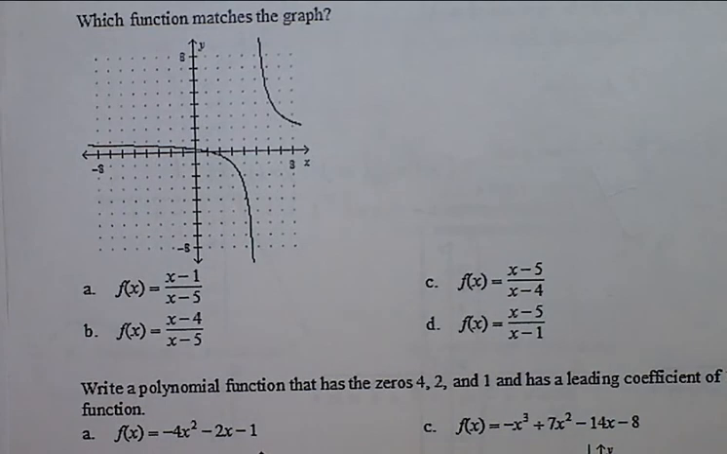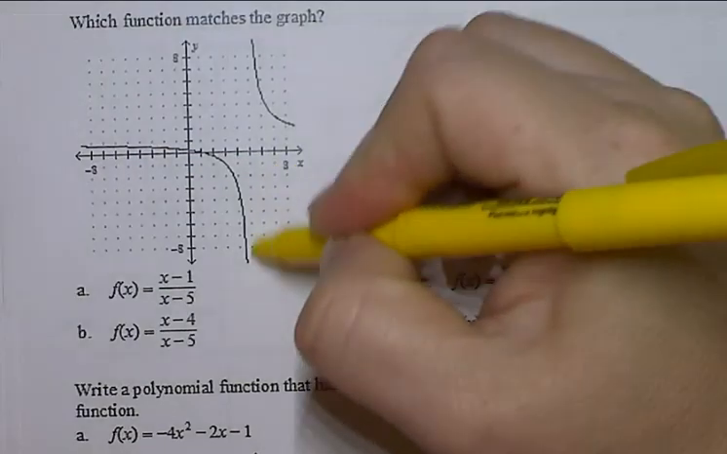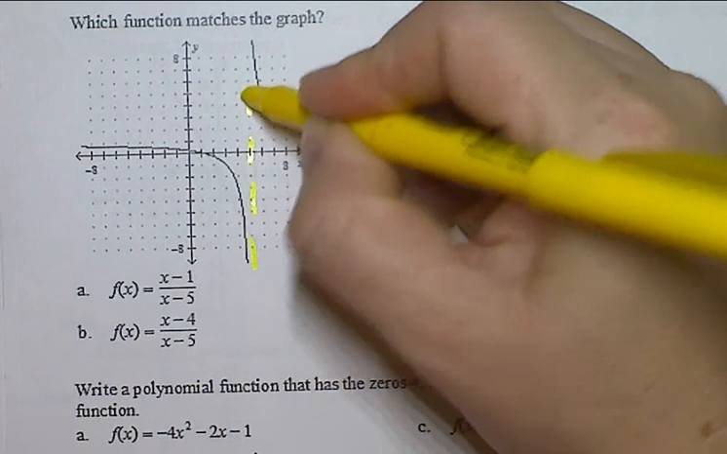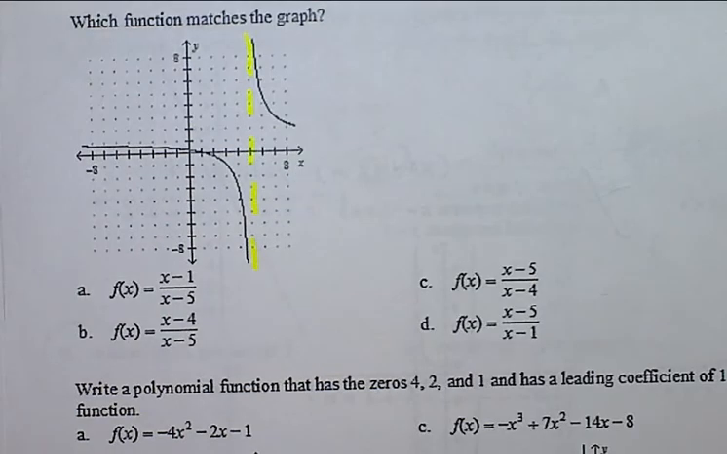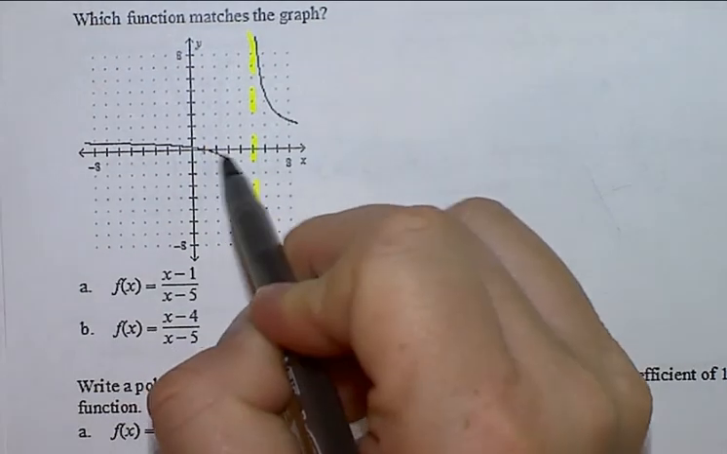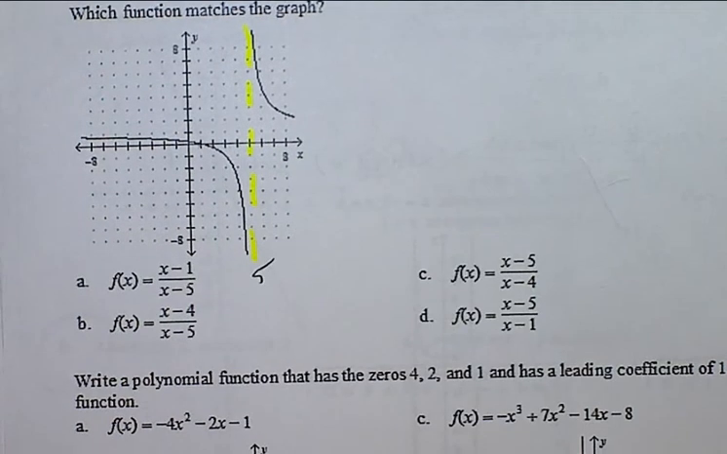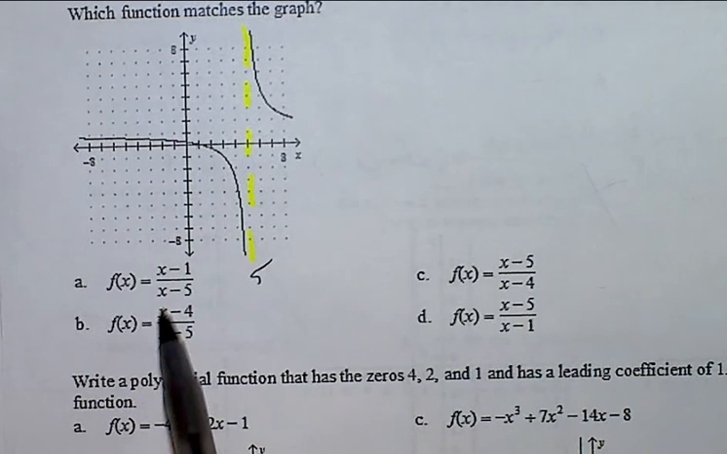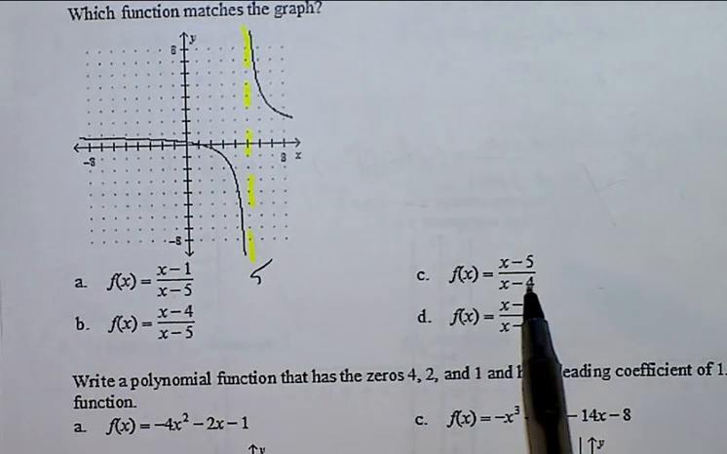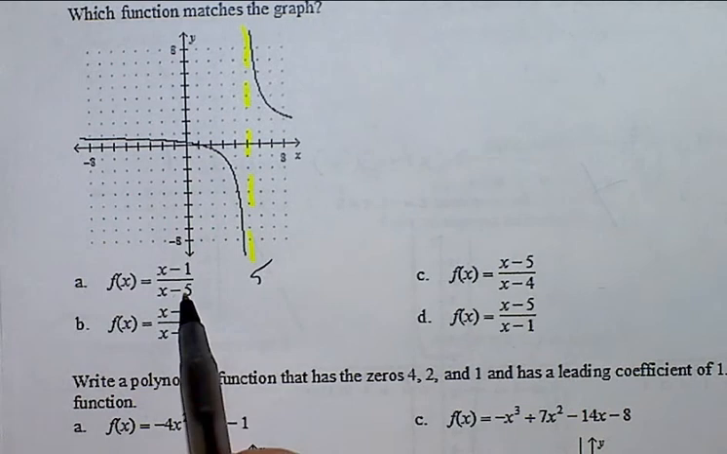Which graph matches the equation? So I can see that it appears there is a vertical asymptote at 1, 2, 3, 4, 5. So vertical asymptote at 5. So I'm going to look in the denominator position. Which one of these would give you an answer of a vertical asymptote of 5? A or B? Let's cancel out C or D.